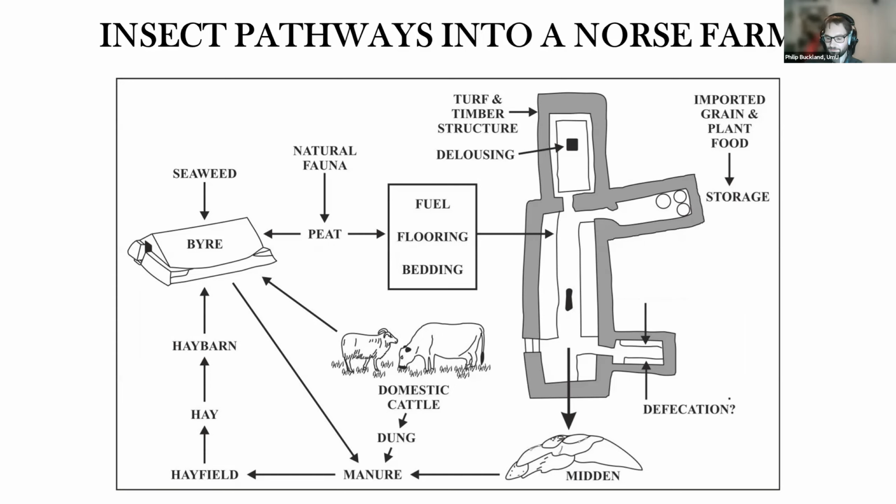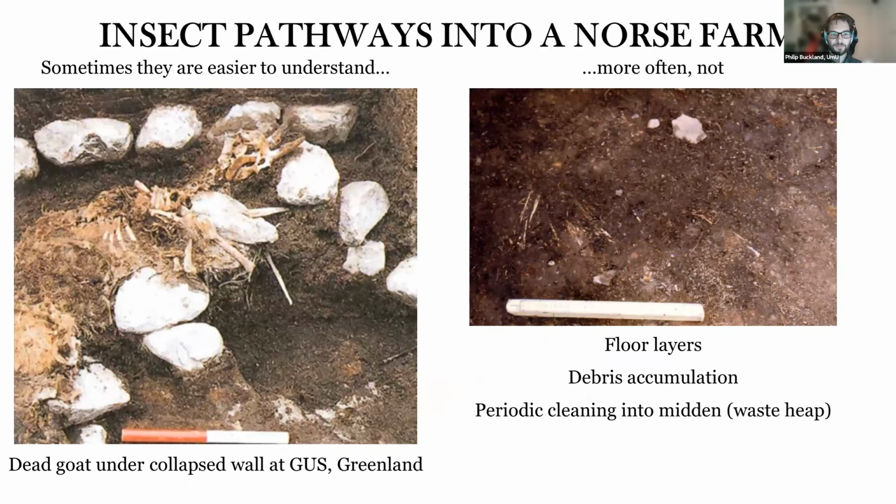It's a puzzle putting all of this together, and then arguing with other people with different types of evidence about what it really means. Sometimes it's easy. So this is the skeleton of a goat, or the skeleton and the wool and even the stomach of a goat.